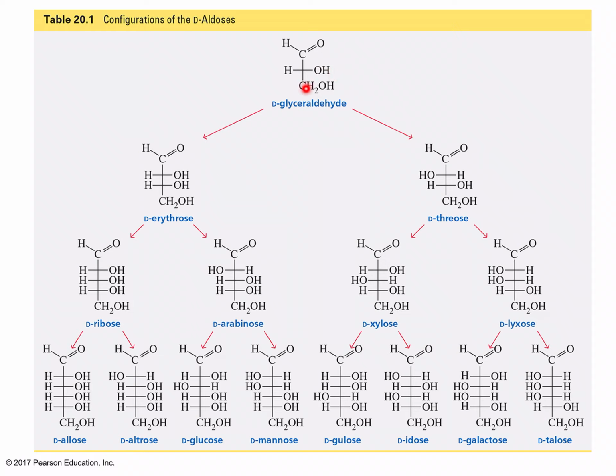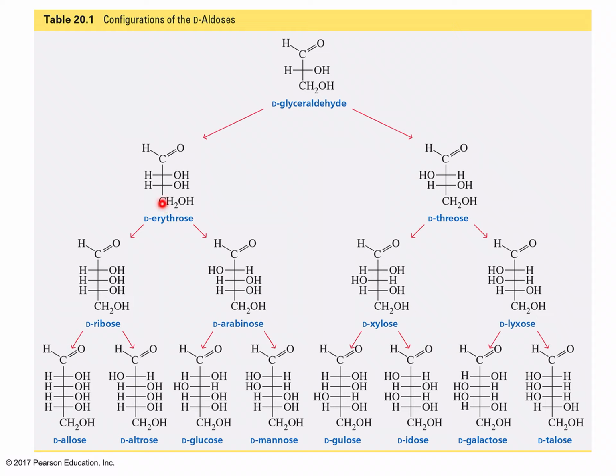So you add one more carbon to this molecule. You're going to be adding a carbon between carbon 1 and carbon 2. You keep the bottom as CH2OH, and then you put the OH group to the right. 1, 2, 3, 4. So this is D-erythrose. Remember, we are only looking at the D sugars.